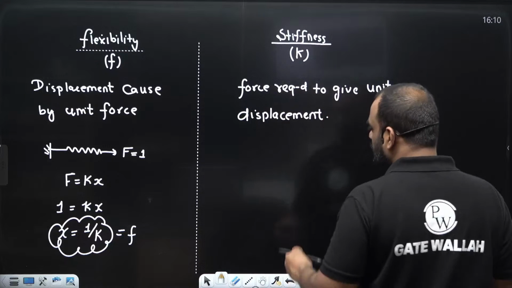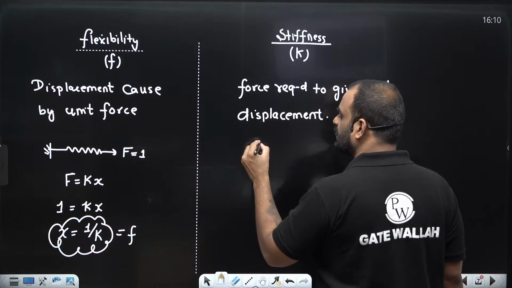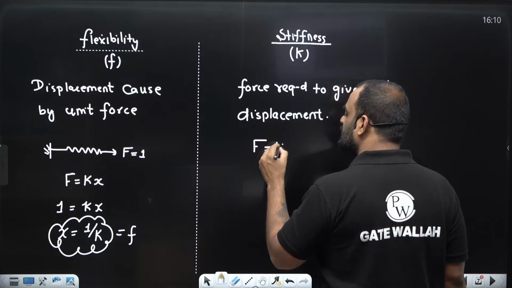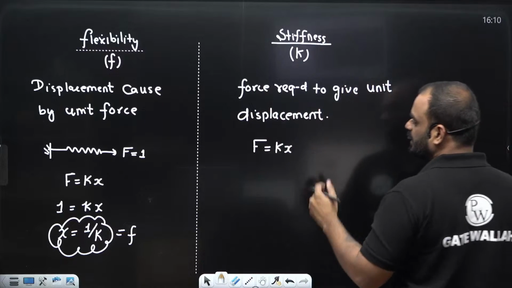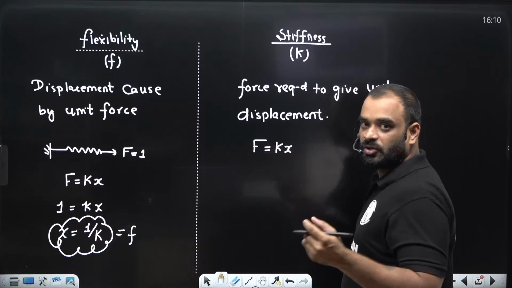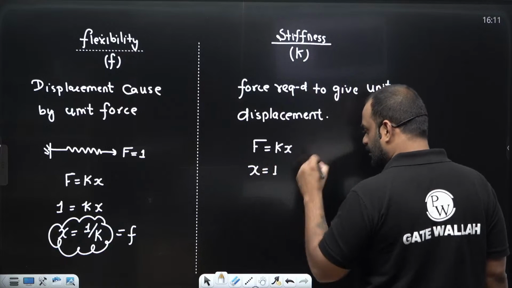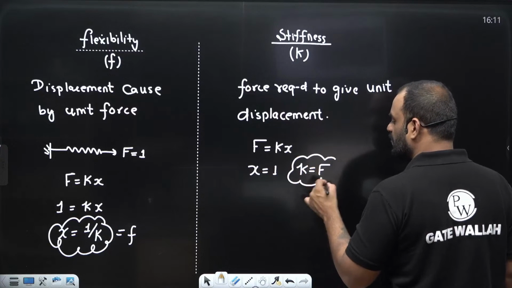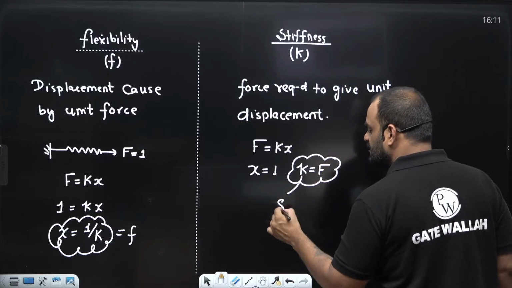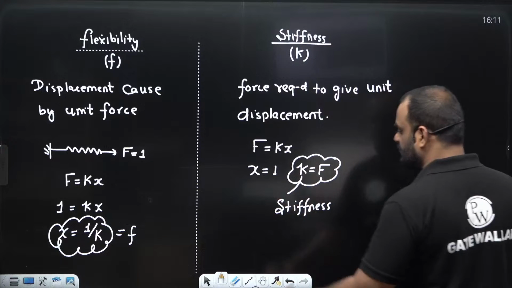Clear? So guys, again we will take the same structure, which is basically a spring, and we can write here F is equal to K into X. Clear? Now force required to give unit displacement. How much force do you need to give unit displacement? That means X is equal to 1. So guys, F is equal to how much? It is equal to K. Then this is basically the stiffness of the spring, or the stiffness of the member in general.